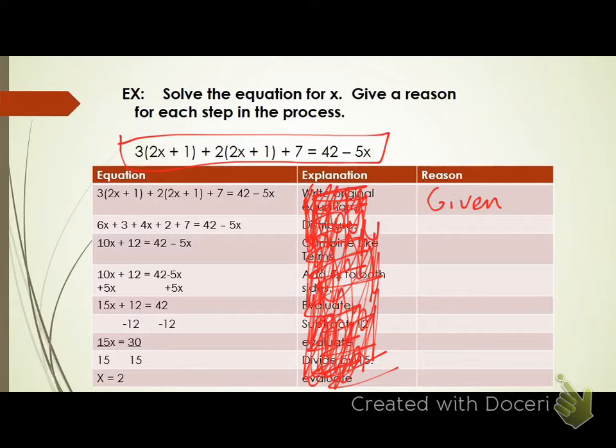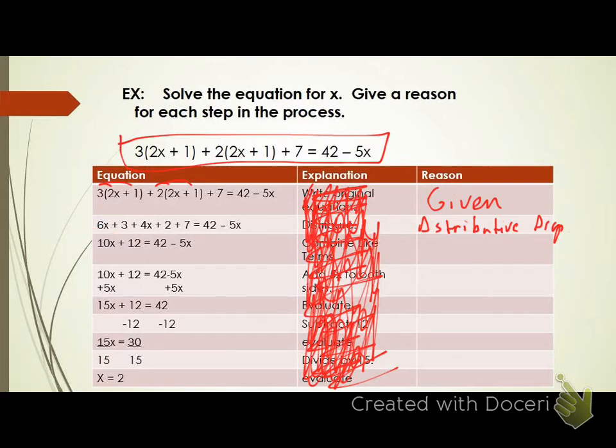Now, in order to solve this, hopefully you're looking at this and saying, oh, we've got to distribute. So we're going to distribute this 3 and this 2. And when we do, we get this guy, which is the same equation. It has the same solution as the first one. It just looks different. But the reason why we get to do that is because the distributive property says we could. So that's the reason that we're going to give, right?